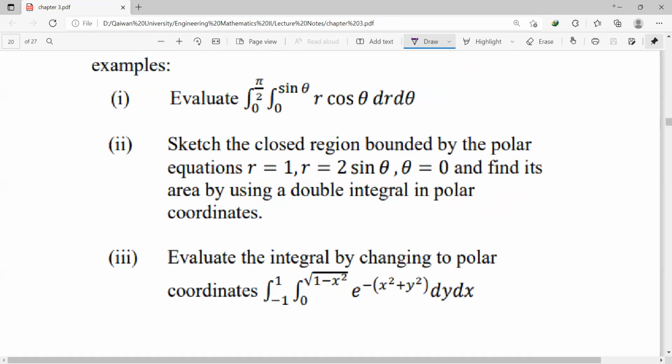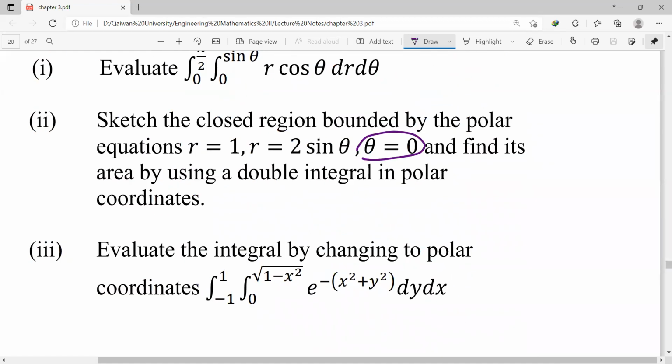But in the question, it may be given that theta equals 0, or it may not be given, in which case you should find the angles. It may also be given that theta equals pi. That means find the region which is bounded by those two curves from 0 to pi.